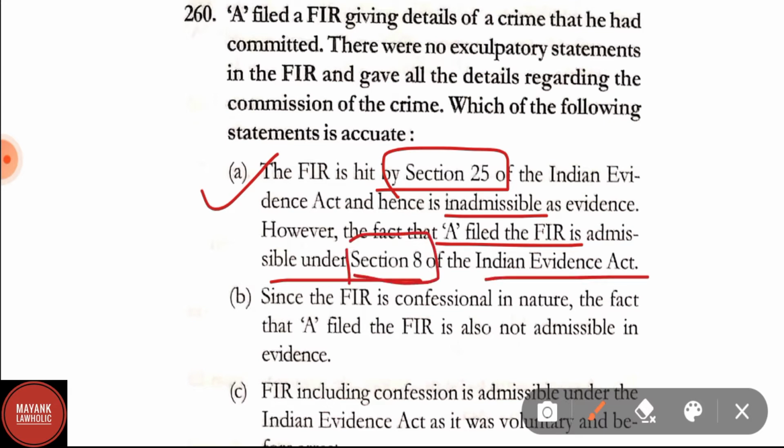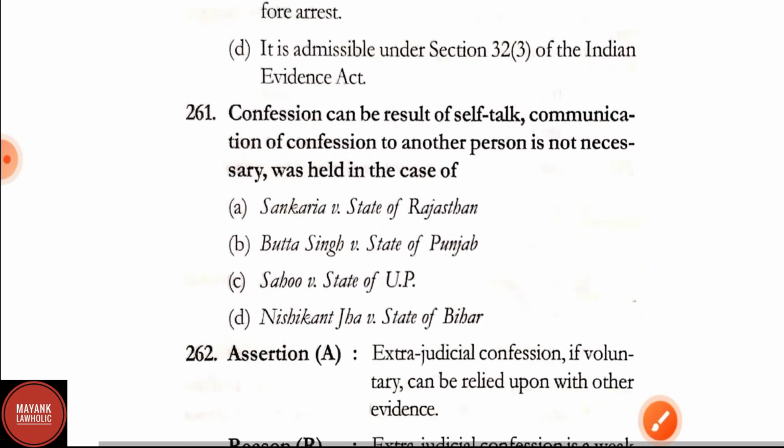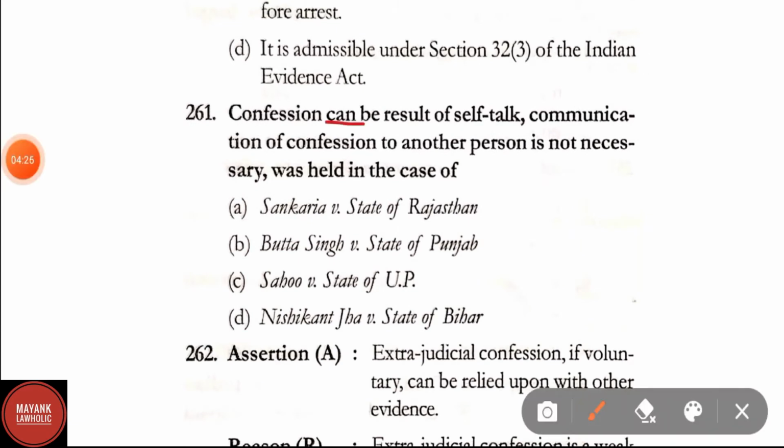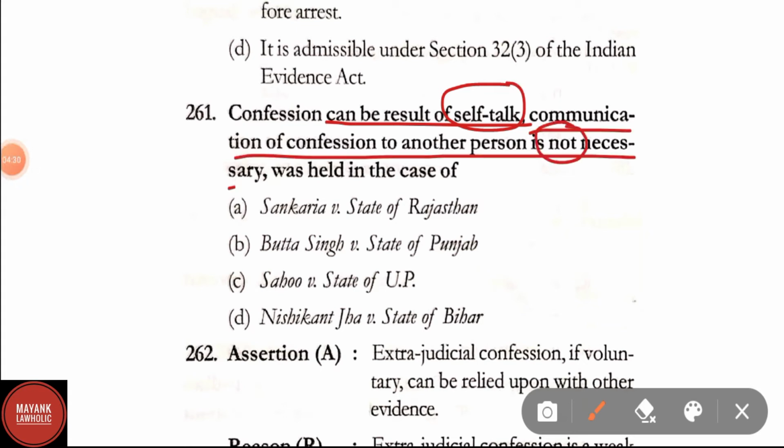So option A will be the right answer in question number 260. Now let us proceed to question number 261. Confession can be the result of self-talk. Communication of confession to another person is not necessary was held in the case of option A.